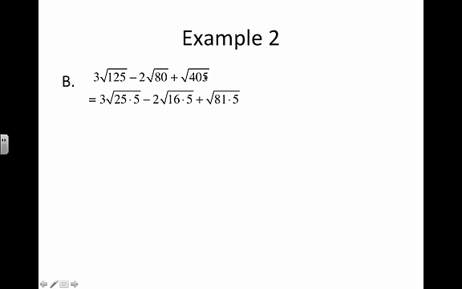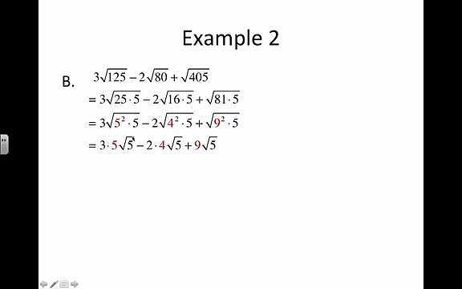I'm going to do the same thing with the 405 and go, okay, I see this pattern where I've got 5 as one of my factors. So 405 divided by 5 is 81. 81 is a perfect square, so that's going to work out really nicely. All right, so I rewrite the 25 as 5 squared, the 16 is 4 squared, the 81 is 9 squared, and I see what gets to come out of each square root.